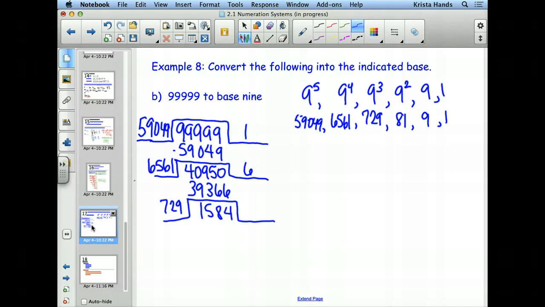I'm now dividing by the number 729. How many times will 729 go into that? It is 2. So what is 2 times 729? 1,458. Okay. Subtract. 126. Dividing by 81. How many times will 81 go in there? Just once. Yep. Okay, subtract 81. What do I have? 45.